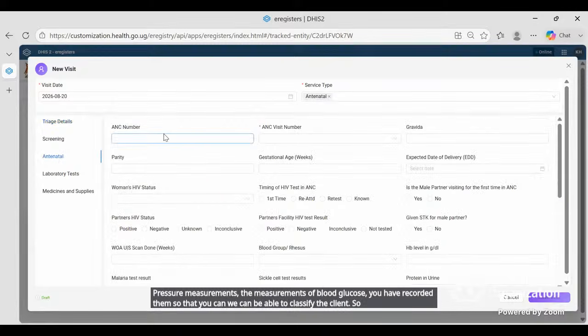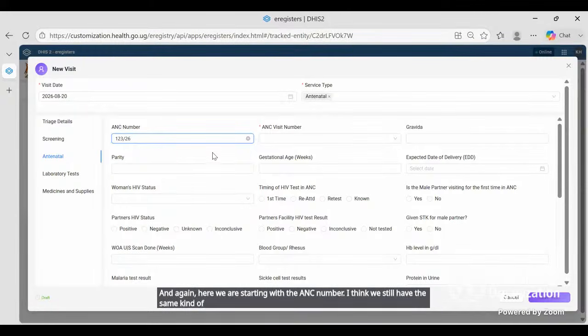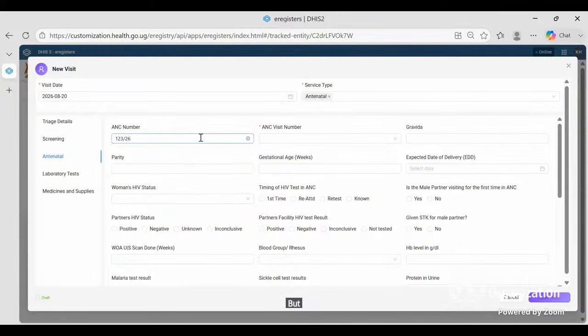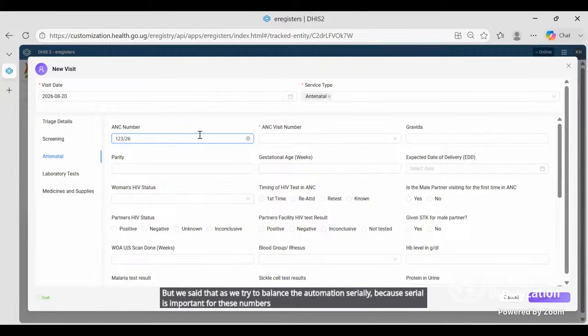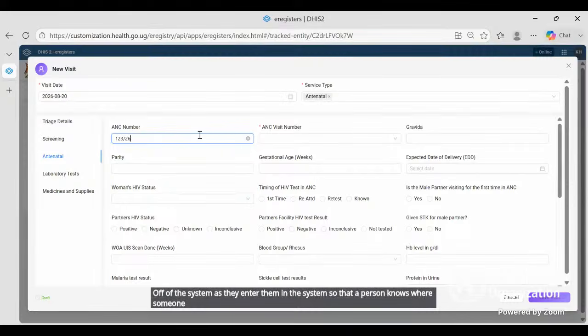So I'll go straight to antenatal. And again, here we are starting with the ANC number. I think we still have the same kind of requests to automate these numbers, but we said that we try to balance the automation serially, because serial is important for these numbers, as well as availing the offline functionality. In the facilities, we encourage that members try to track these numbers off of the system as they enter them in the system, so that a person knows where someone stopped and where someone else is able to pick up.